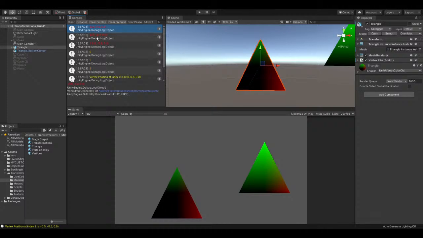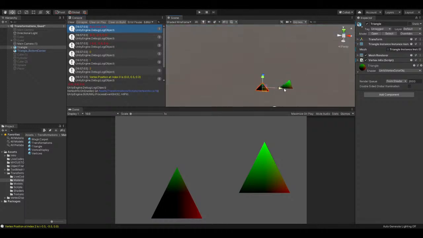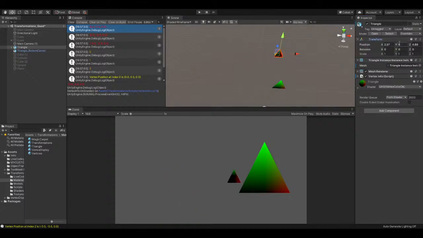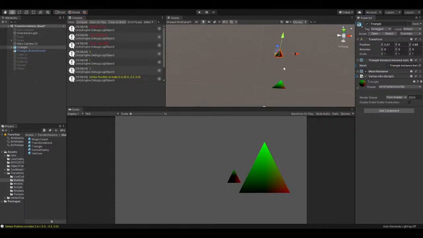Second one is 0.5. So x is 0.5, y is minus 0.5 and 0. And third one is minus 0.5, minus 0.5, 0. So we have already seen this in one of the previous sessions, how this works. We are getting this information from Max. That means whenever we move or transform this, I'm going to clear this out. If I reset it, I'm going to get the same information again.